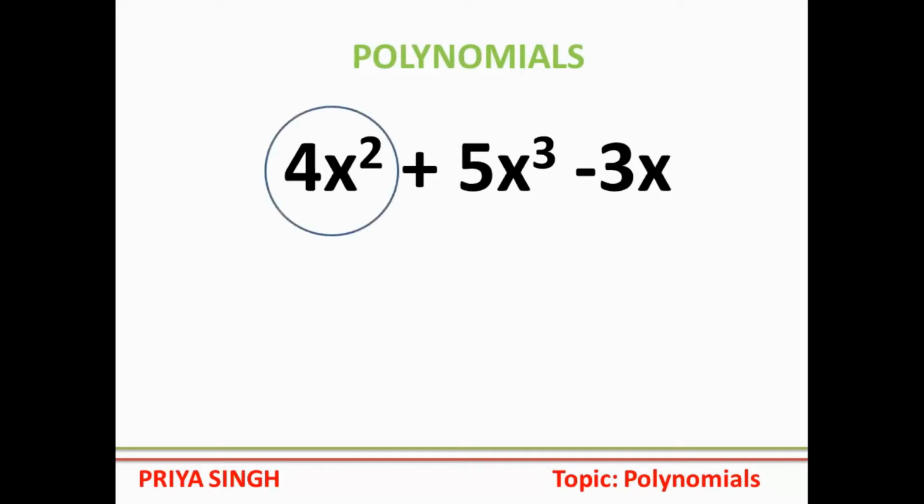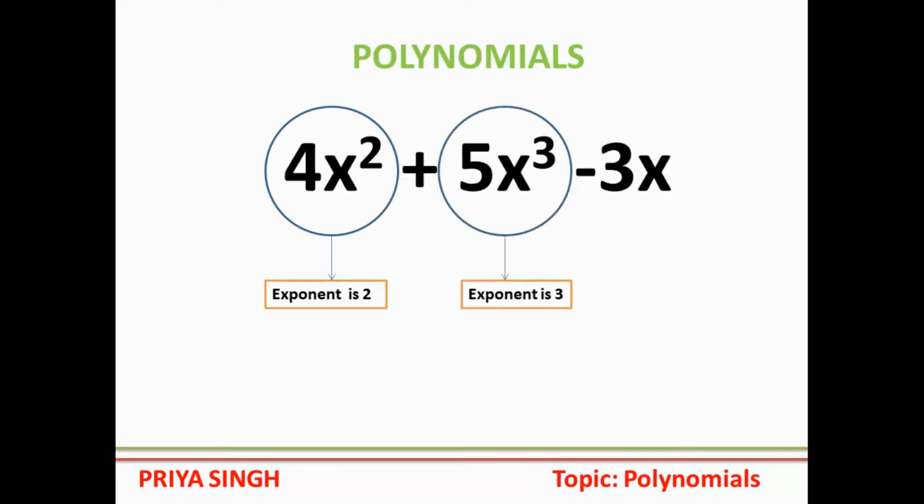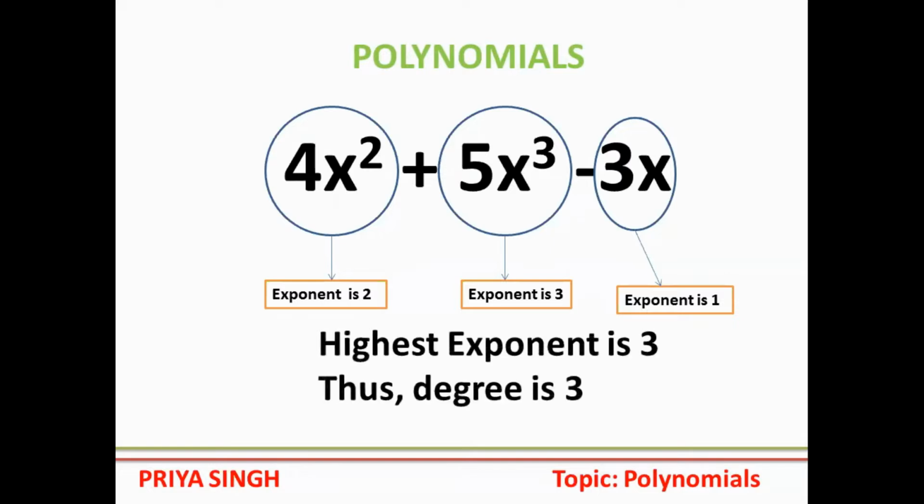So here is my first term, 4x squared. What is the exponent of first term? Yes, it is 2. Now let us find the exponent of second term. Yes, you are absolutely correct. It is 3. Third term? Yes, it is 1. Now find out the highest exponent among this. Yes, the highest exponent is 3, thus the degree is 3.